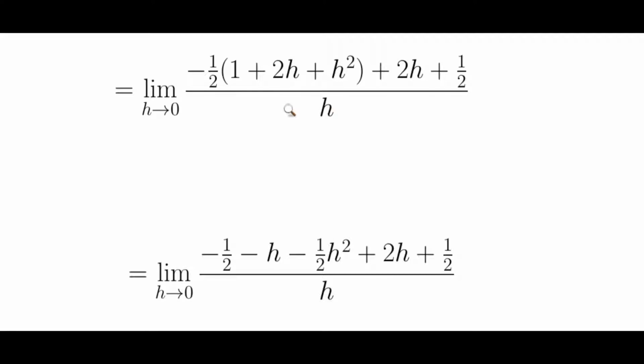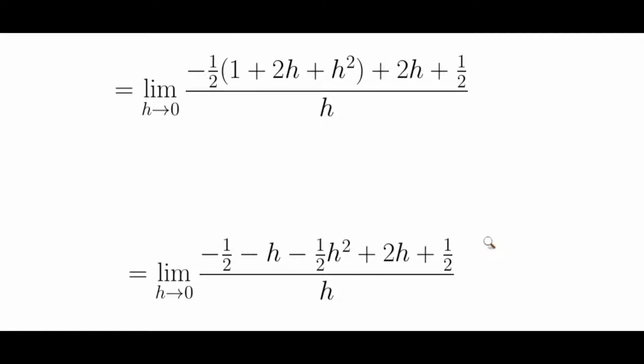All right, so from this step at the top to this step at the bottom, I distributed the negative 1/2 in. That's all I did. Hopefully you see what's going to happen next. We've got a negative 1/2 up top and a 1/2 over here on the right side. Those are going to cancel. Stuff should cancel as you're going through the process of evaluating a limit of the difference quotient.